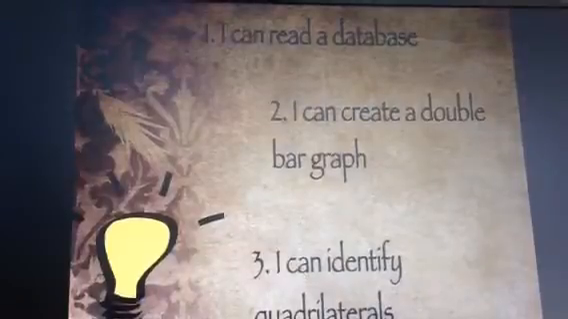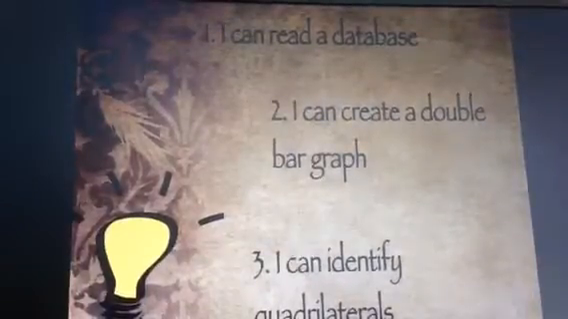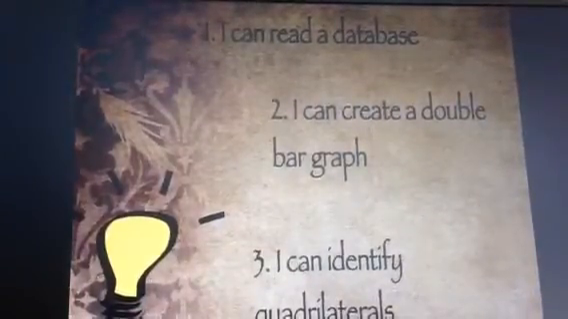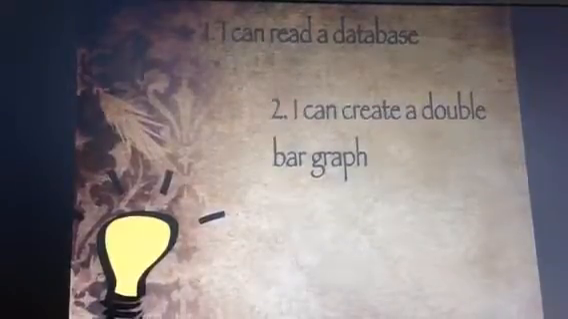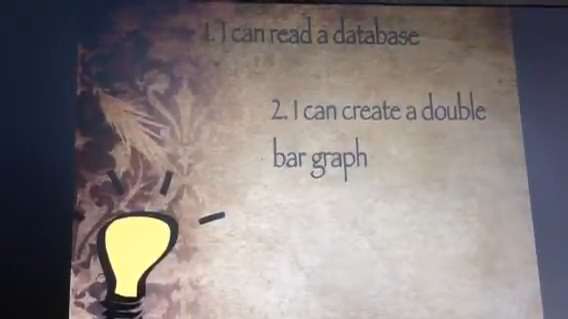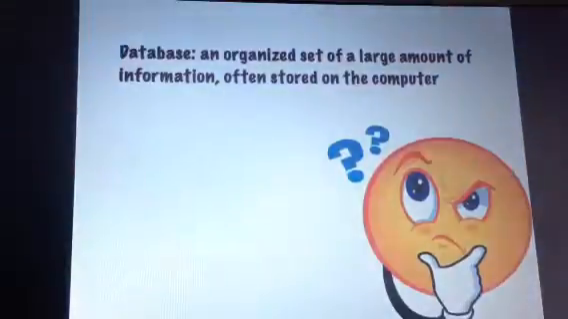Today we're going to look at how to read a database, how to create a double bar graph, and identifying quadrilaterals. And we're going to do the first two together. So let's talk about reading databases and creating double bar graphs.